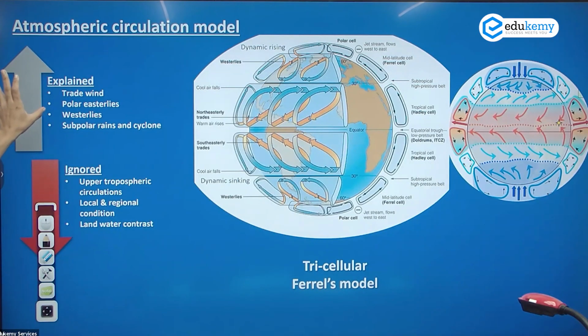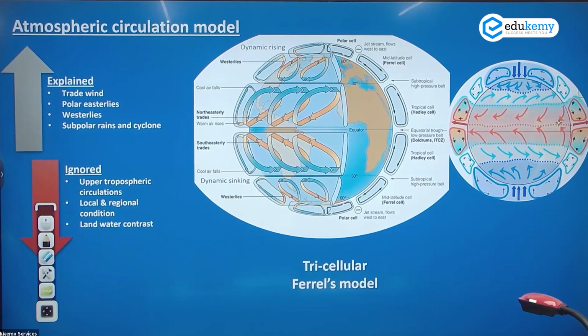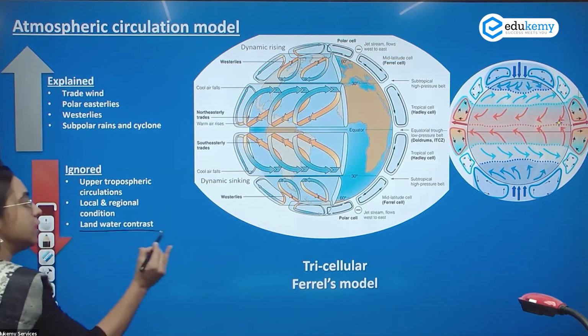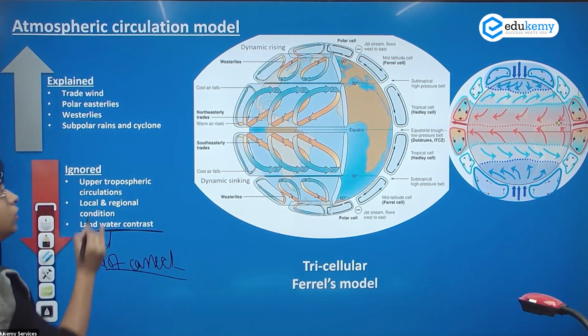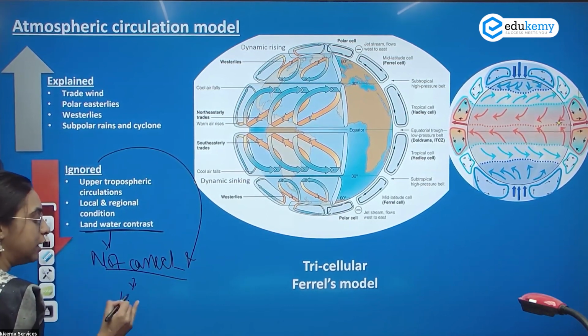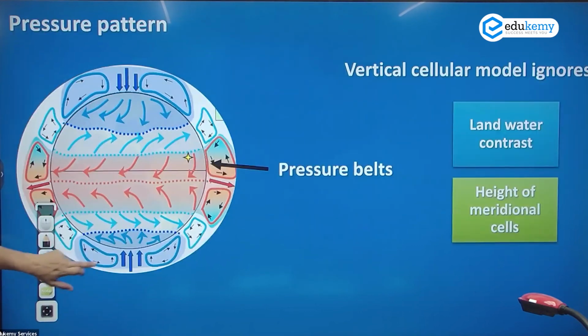He could explain polar easterlies. He could explain the westerlies. He could explain why subpolar regions have rainfall and cyclones. He could explain why deserts are in the tropical belt, but he could not explain the upper tropospheric circulations correctly. He could not explain the local and the regional variation. And one of the assumptions, that there is land water contrast, is not correct. Therefore this is also a limitation of the Ferrell's model.